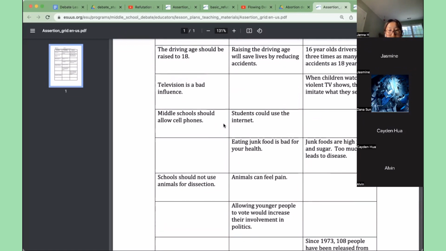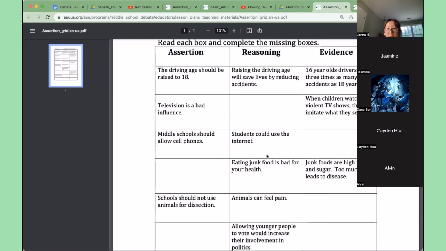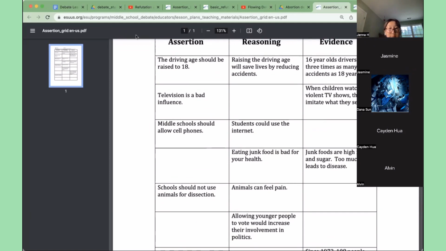Next, schools should not use animals for dissection because animals can feel pain. And then the evidence is blank.